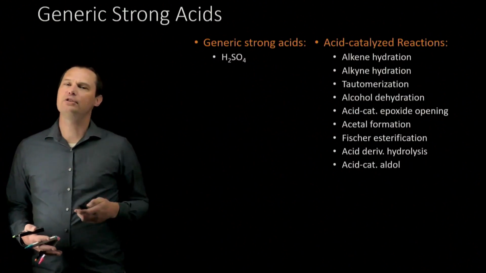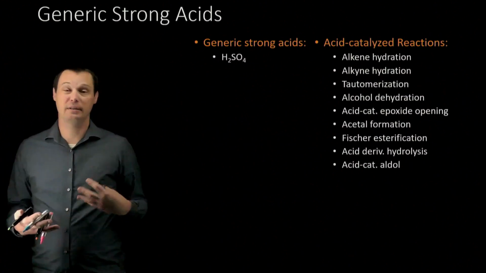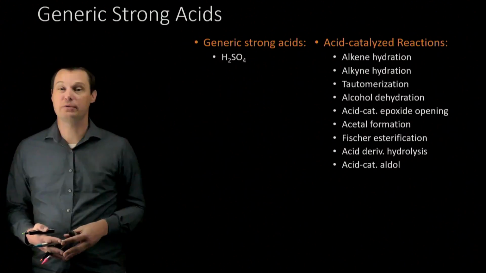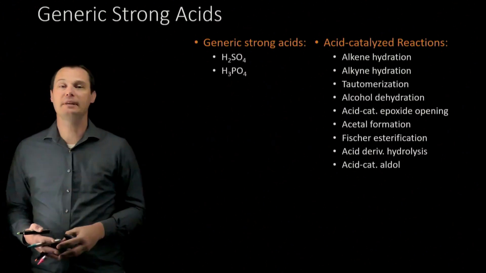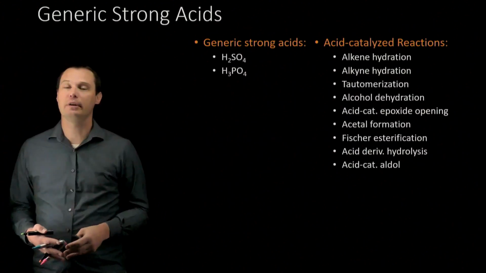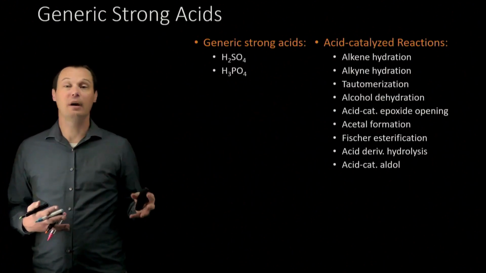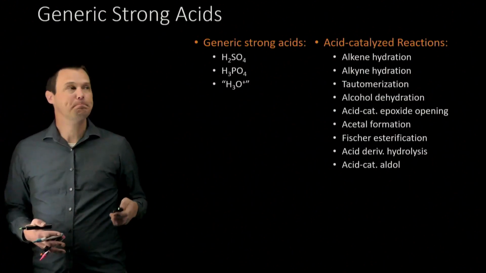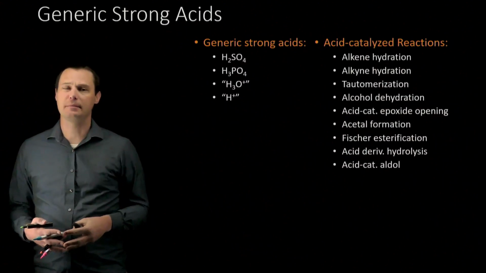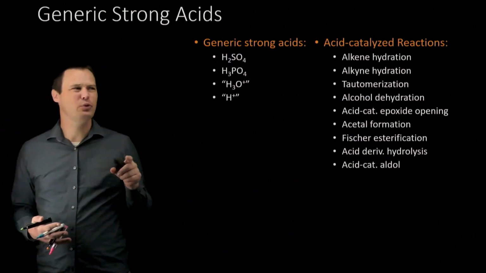First, we have H2SO4. H2SO4 is by far probably the most generic acid. It's kind of the one I reach for all the time when I just need a generic strong acid. You probably see H2SO4 a lot. But you might also see H3PO4, phosphoric acid. These two acids are essentially interchangeable in organic chemistry. Anything that uses H2SO4 can also use H3PO4, and there's really not much of a difference. You may also see generic H3O plus or even generic H plus sometimes. These are okay. They're not really my favorite, and I'll tell you why.